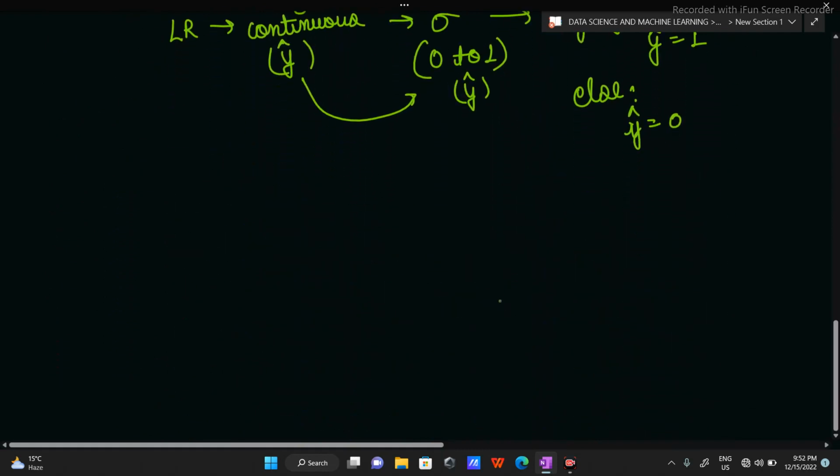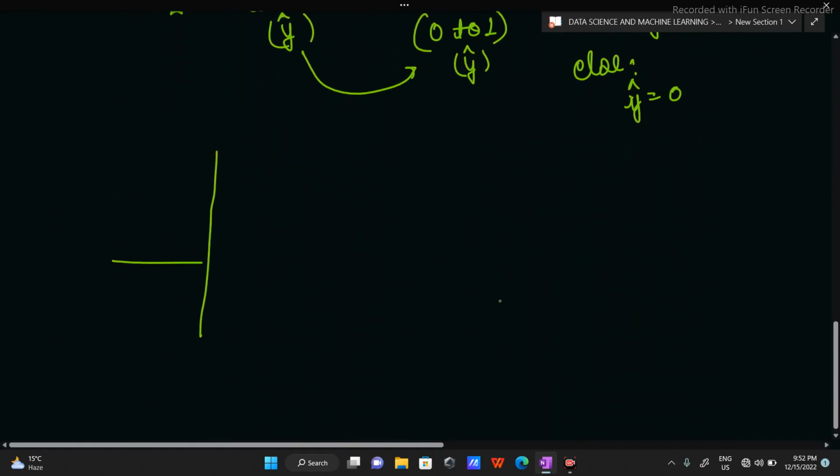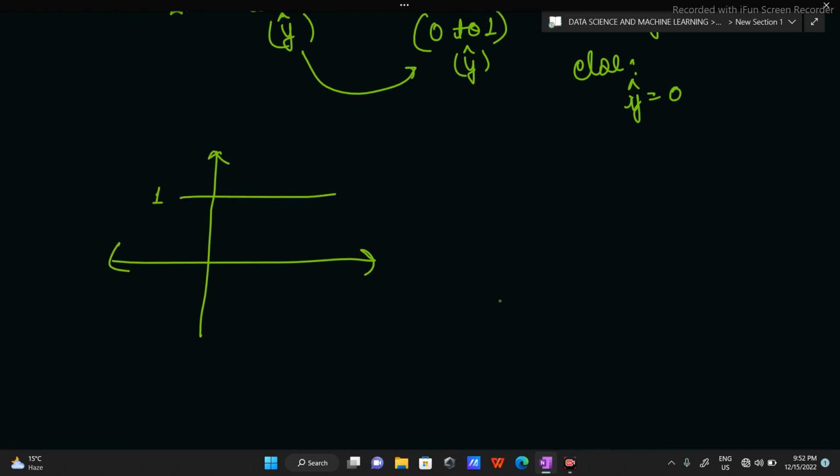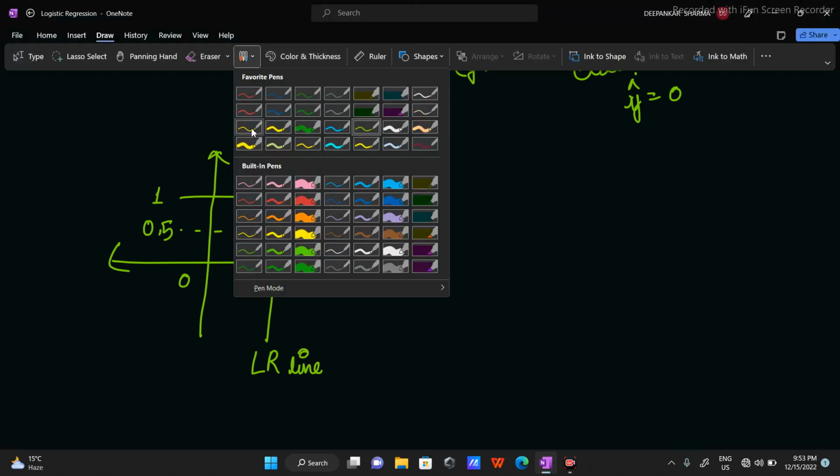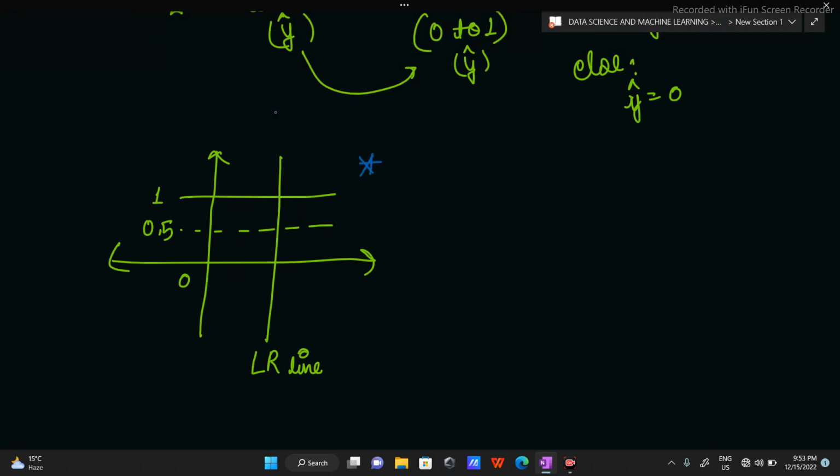Let me make it a bit clear. This is 1, let's say this is 0.5 and this is 0. Suppose this is my line, the linear regression line. Let's say I have a point here. What will linear regression do? Linear regression will predict it here. This is the prediction made by linear regression.